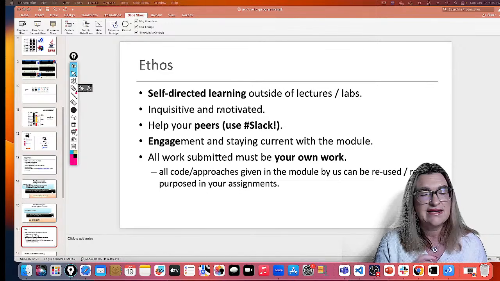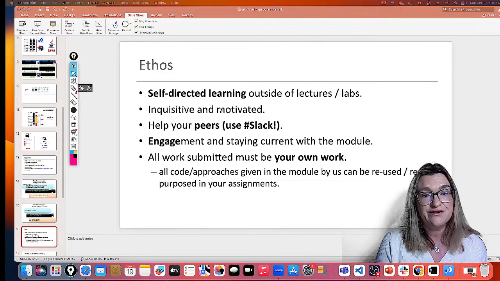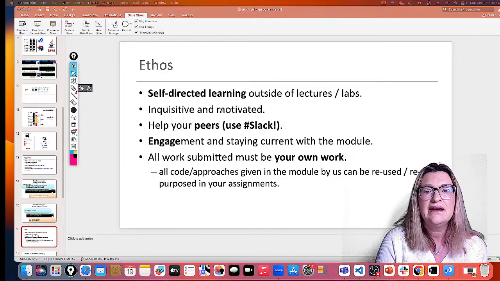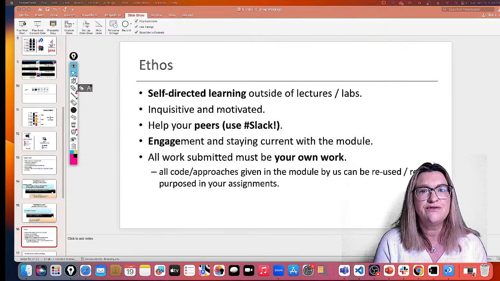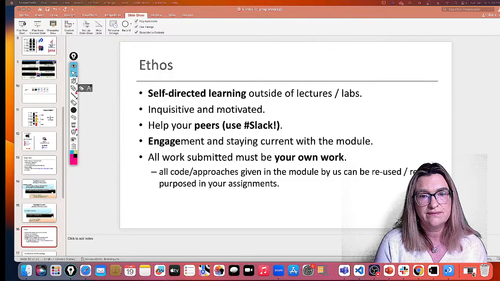Help your peers. As I said, when you help others, you're helping yourself, because if you can explain to someone, you really understand it. Stay current with your module, and don't fall into the trap of submitting someone else's work. Okay, it must be your own work.